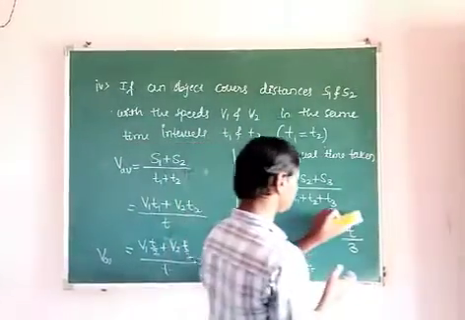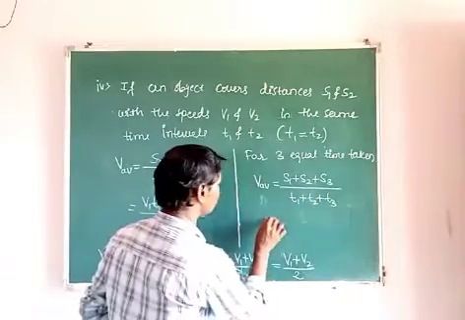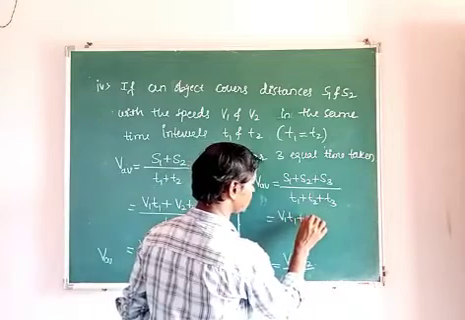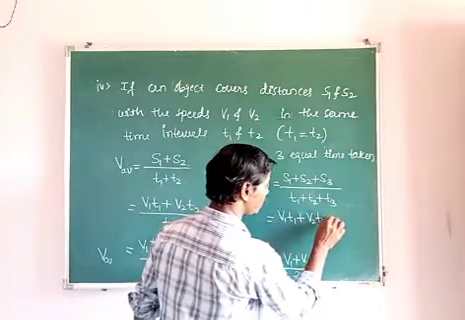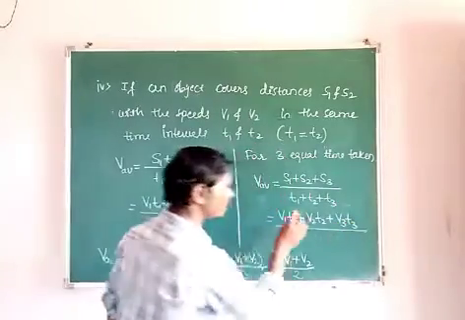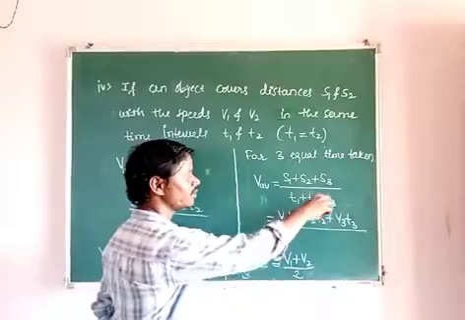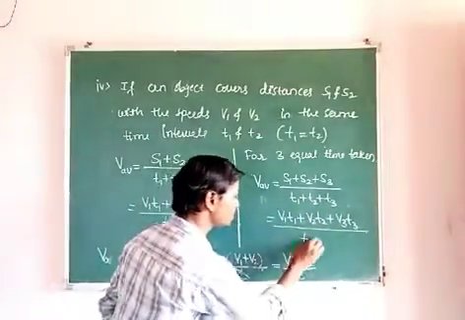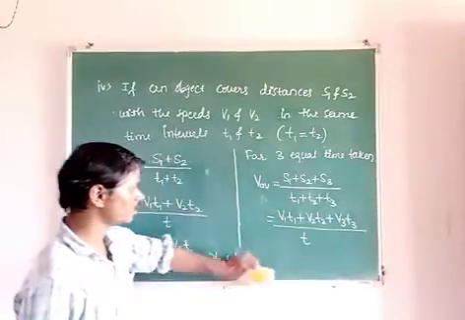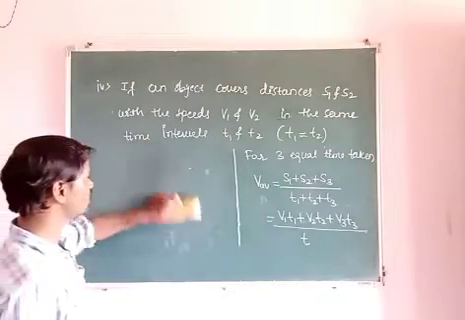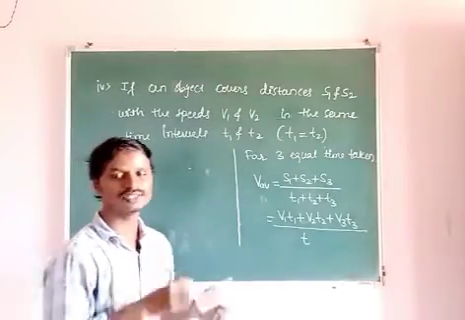Now let us write the formula. What about S1? S1 is V1 into T1, then S2 is V2 into T2 and S3 is V3 into T3, divided by T by 3 plus T by 3 plus T by 3, which is 3T by 3. The 3 gets cancelled, that is T. Okay. If 2 equal times are given, what is the average speed formula? That is V is equal to V1 plus V2 divided by 2.